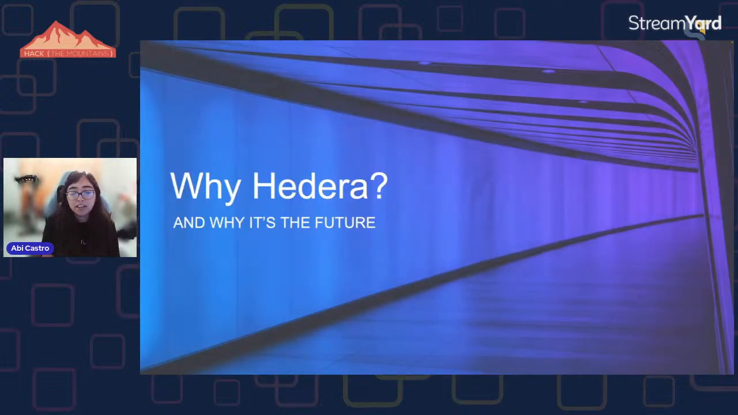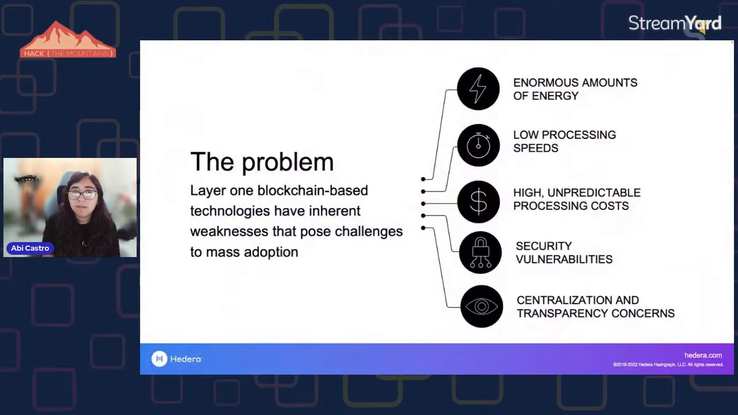So why build on Hedera? Well, a lot of the problems that Layer 1 blockchain-based technologies face is that they have an enormous amount of energy, which can make it difficult for someone who has personal environmental goals. It could have low processing speeds, which makes your application less likely to be popular since users will not be having a very good experience using your application.